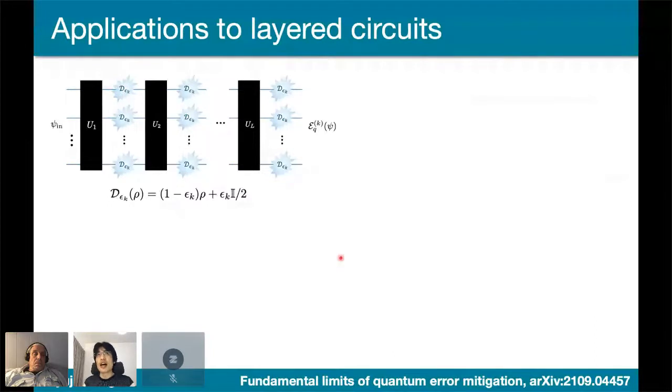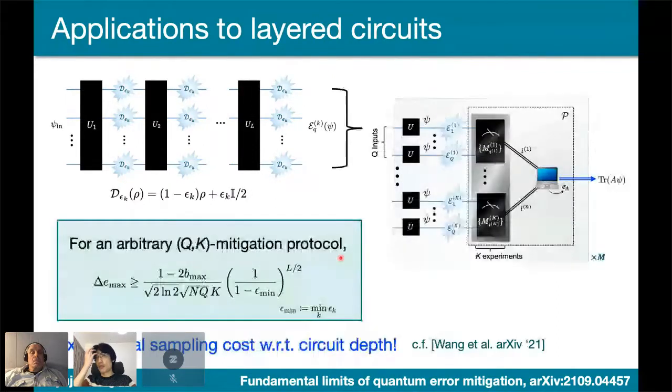This means that you can choose some certain Q and K and apply some QK error mitigation protocol. This noisy state can now be regarded as one copy of your noisy state in this framework. And now we can apply our general results to this situation. In particular, we get that for an arbitrary QK error mitigation protocol, this relation is always satisfied.